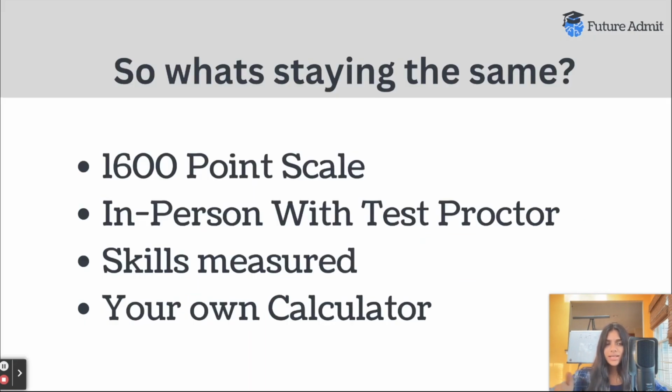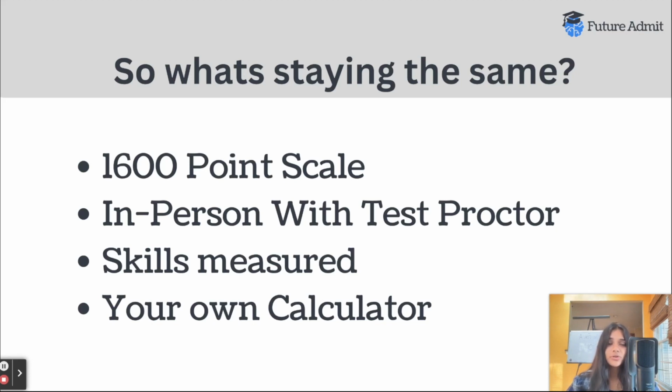All right, so what's staying the same? A lot has changed. Well, the same 1600 point scale, that's not changing. Your score is still out of 1600, and you will still have to go to a test center to take the exam, right? So it's still in person, and you still have a test proctor with you. Just because it's digital, it's not like AP tests where you could go take it at home. Unfortunately, you still have to show up to the test center. You can either bring your own laptop or use the ones that they have at the test center.